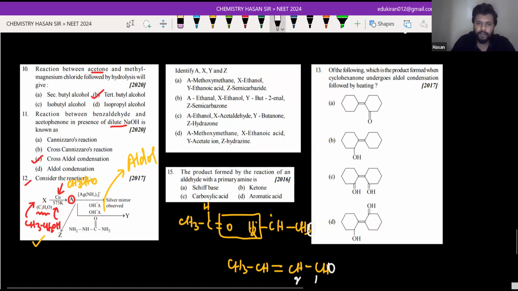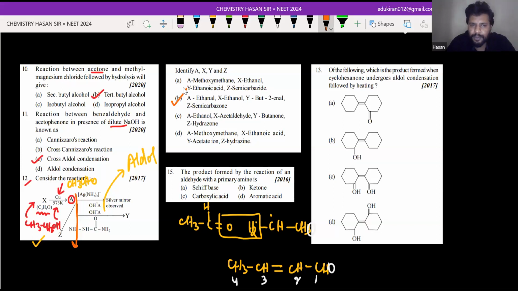So you can see the name will be 1, 2, 3, 4, which is but-2-en-1-al. If you react this with semicarbazide, it becomes semicarbazone. So the answer is B. Very simple. A is ethanol, X is ethanal, Y is but-2-en-1-al, and Z is semicarbazone. When you react this aldehyde with this amide, you will get that.